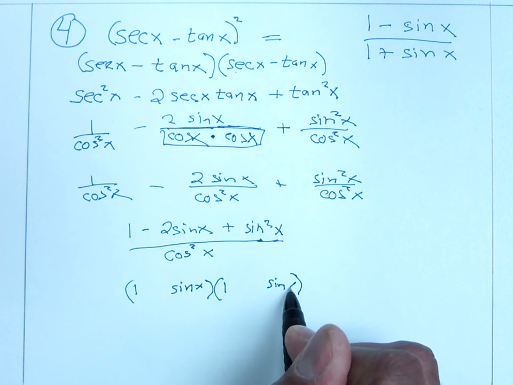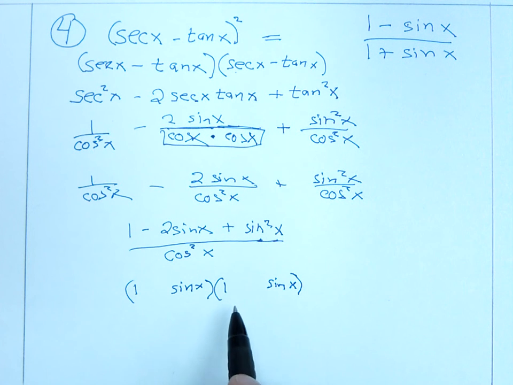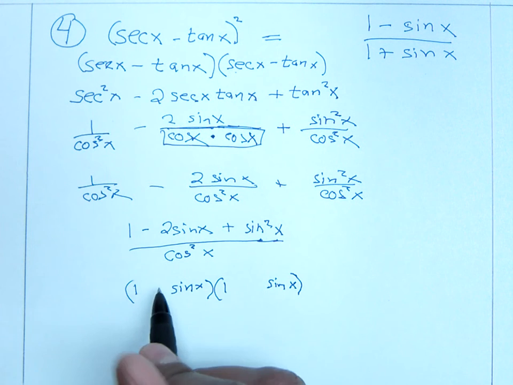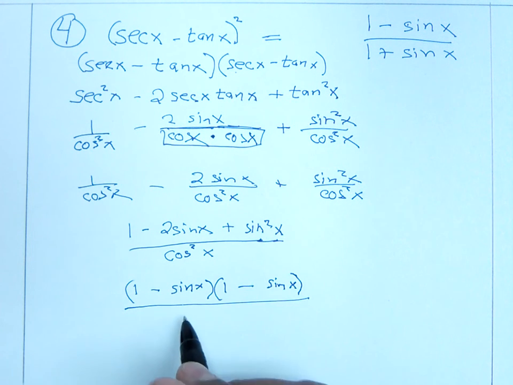And if it's a perfect square, that means these are both the same. So they're either going to both be pluses or both be minuses. What do you think? 1 minus 1 squared? No, that's when we have a difference of 2 squares. Both are negative, because that's a negative, right? And on the denominator, we have cosine squared of x.